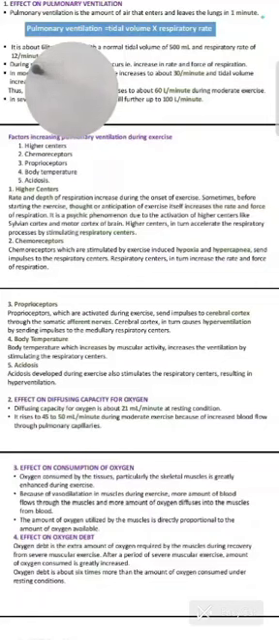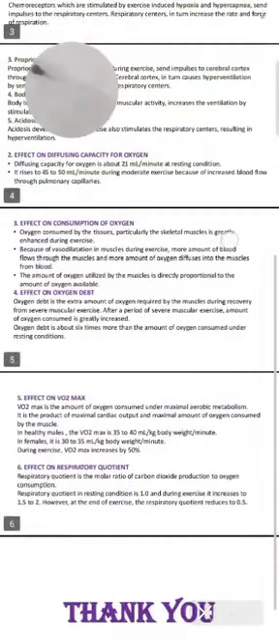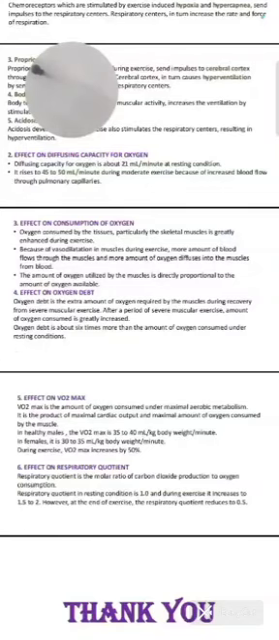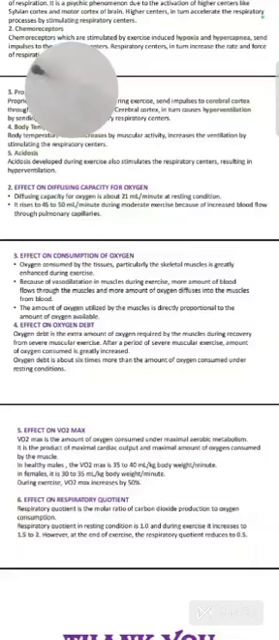The second effect is on diffusing capacity for oxygen. The diffusing capacity for oxygen is about 21 ml per minute at rest, but it can increase to 45 to 50 ml per minute during moderate exercise because of increased blood flow through the pulmonary capillaries.